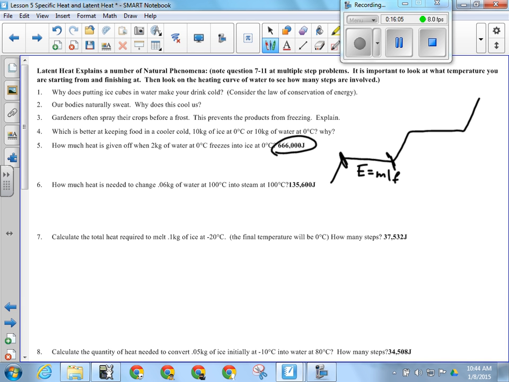Okay, and it's very similar for number 6. It asks how much heat is needed to change 60 grams of water at 100 into steam at 100. Well, if we're looking at our heating curve there, we start with water at 100 and we end with steam at 100. That's only one step. That's why it's so important to mark beginning and ending points on your heating curve so you can figure out how many steps and what steps you have to do. All right, does that sort of make sense? Any other ones giving us trouble?